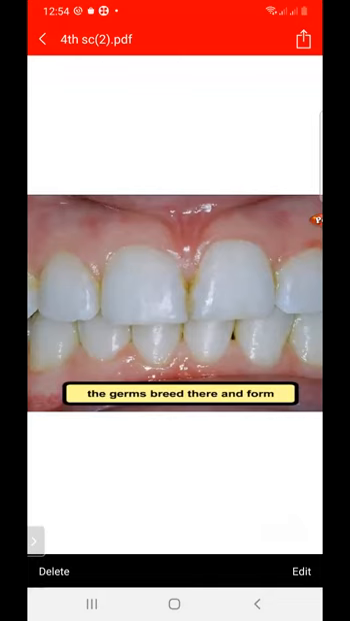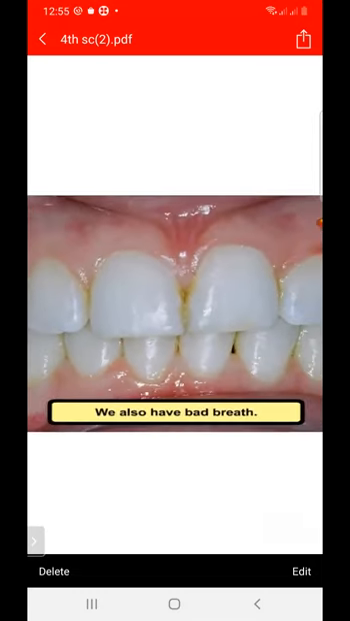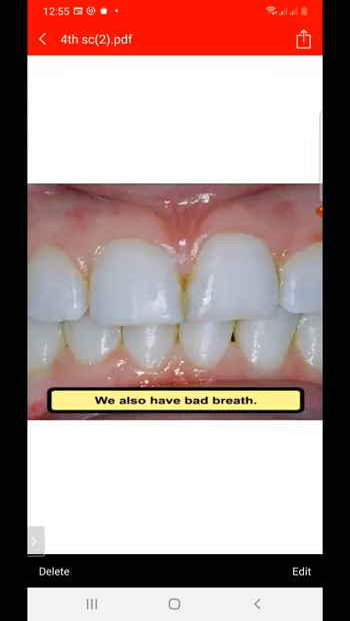The germs enter there, and what will they make? They will make a yellow covering on top. As shown in the figure, due to bacterial infection the yellow covering occurs. And due to the yellow covering, we also have bad breath.